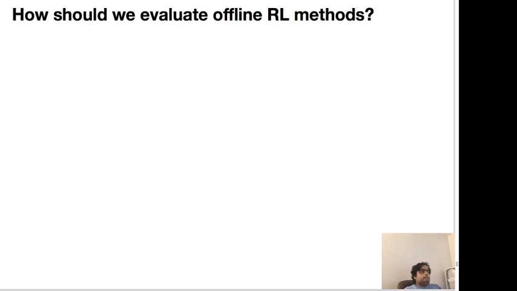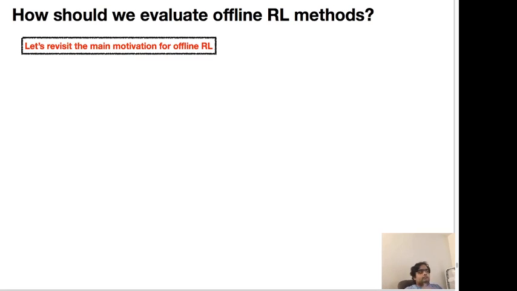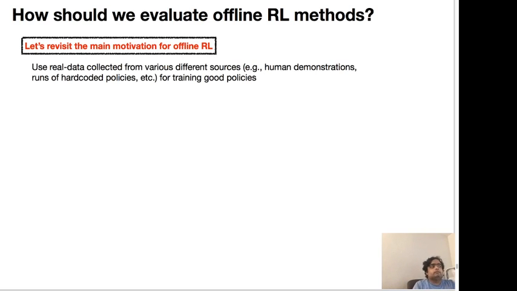Okay, so that was the OPE bit. Now we move on to the second part of this final module, where we discuss how we should evaluate offline RL methods. So, what's our main motivation for offline RL, or what's our ultimate goal with offline RL? Our goal is to be able to use real data, which is collected from various sources, such as human demonstrations, runs of hard-coded policies, maybe even prior runs of RL agents, etc., to be able to train good policies via purely static or offline training.